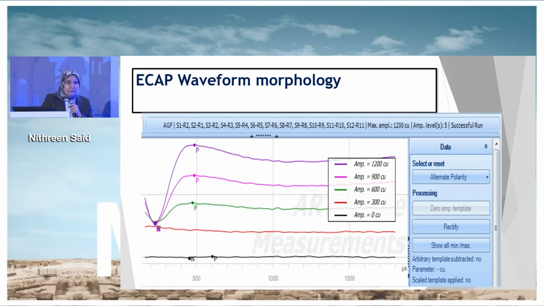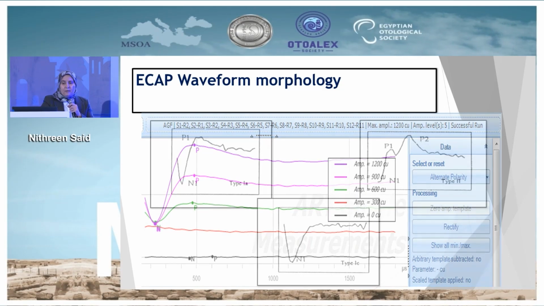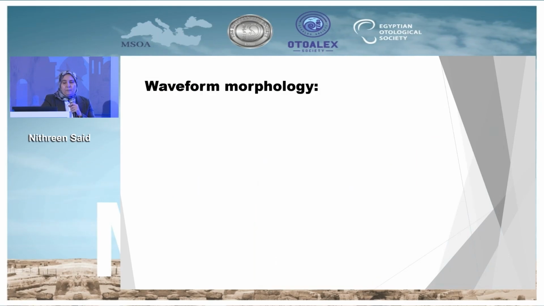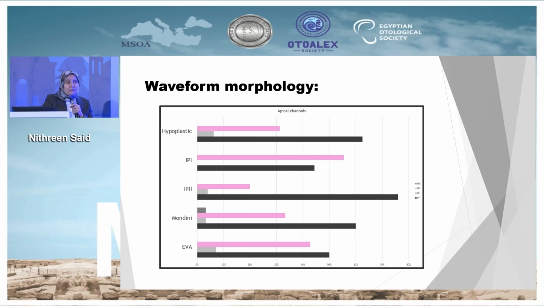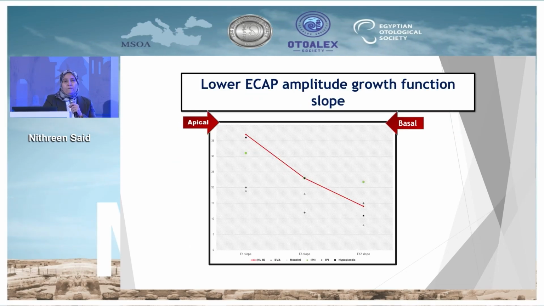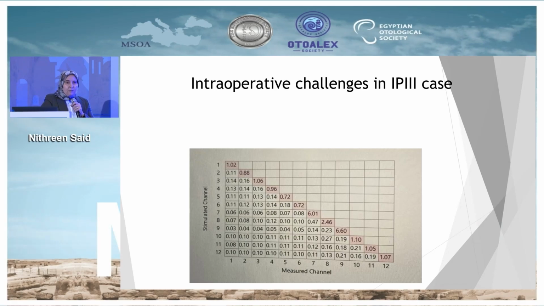Another important point is the waveform morphology of the ECAP. This is an example of a normal waveform, a single-peaked clear response. However, if we look at the data of inner ear malformations, we got a high percentage of broad-peak responses, especially in patients with IP1 and IP3. Also, we noticed elevated ECAP thresholds and a lower slope of the amplitude growth function, and all these findings reflect a smaller number of spiral ganglia. This is an example from our IP3 patients.